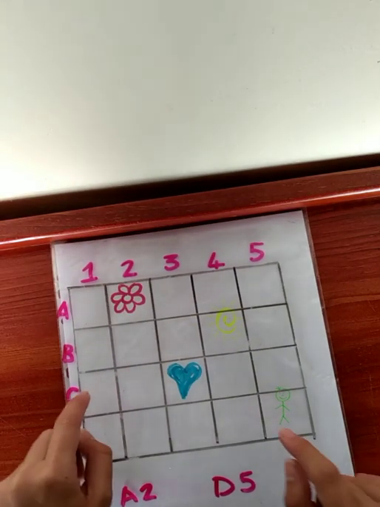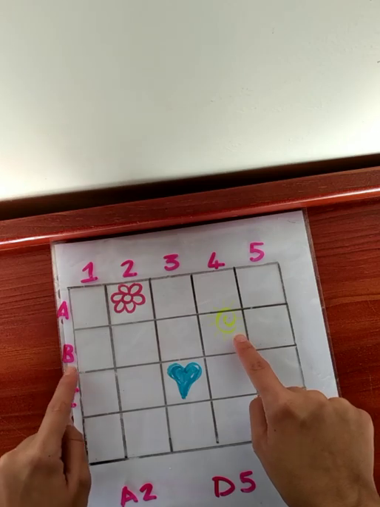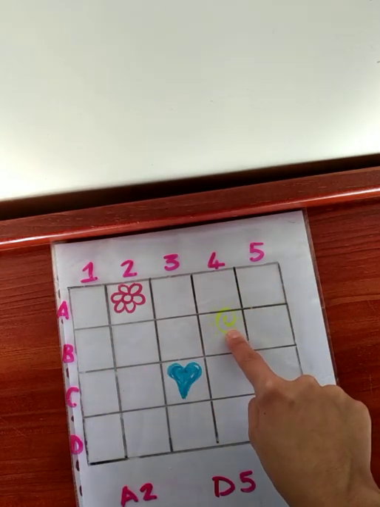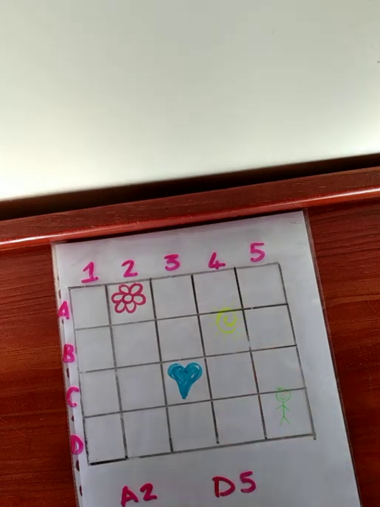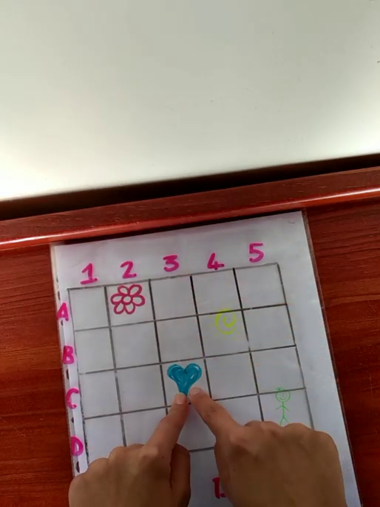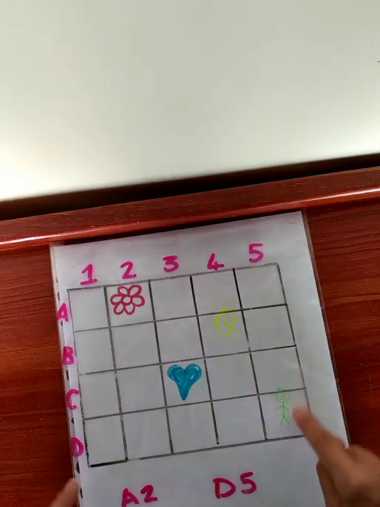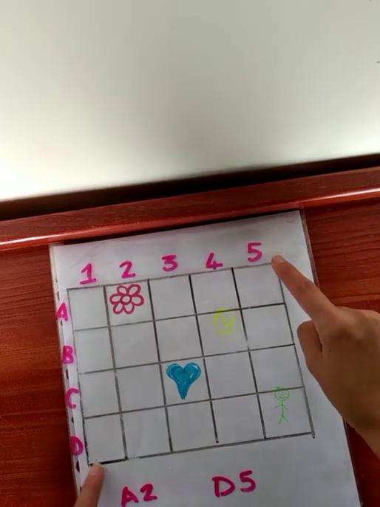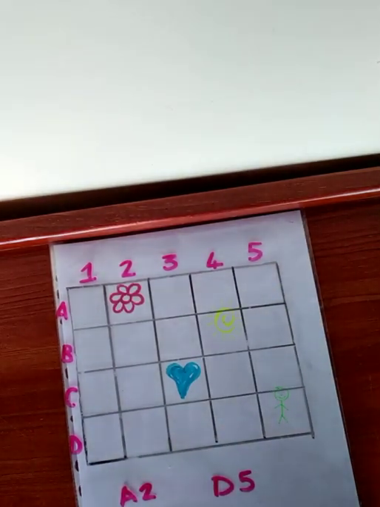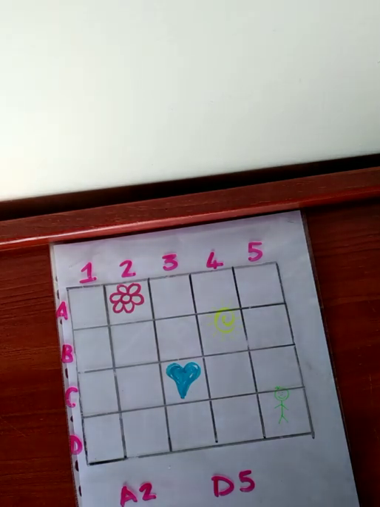Then we're going to look for the sun. It is in B4. So we write down B4. Remember that the letters come first and then the numbers. Then we look for the heart. It is in C3. And then the last stickman, it is in D5. So now let's go ahead and look at the activities that you should do.